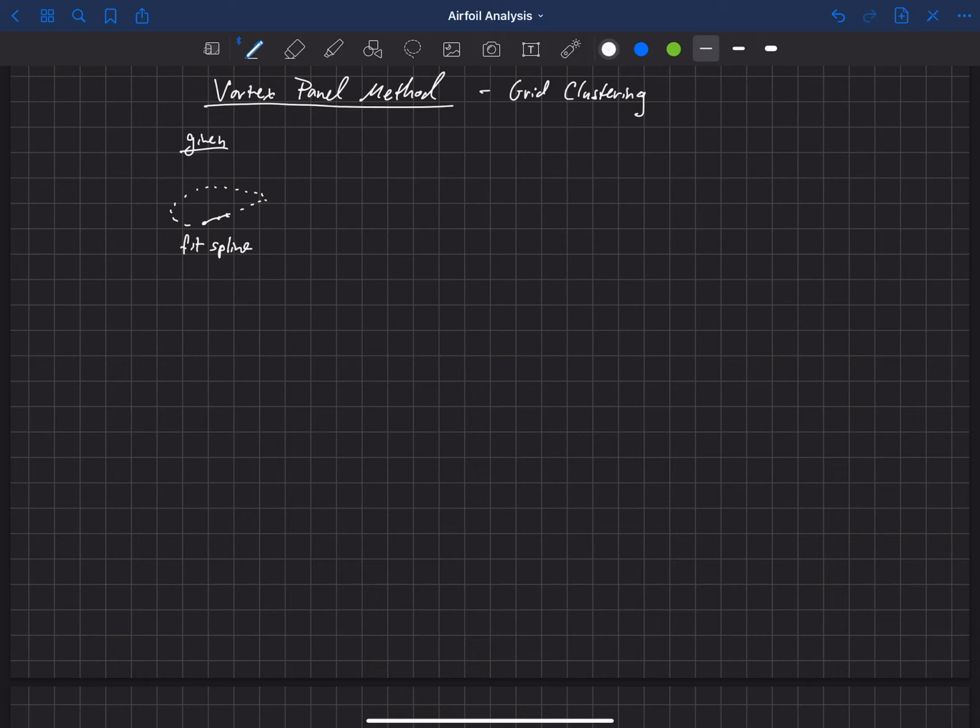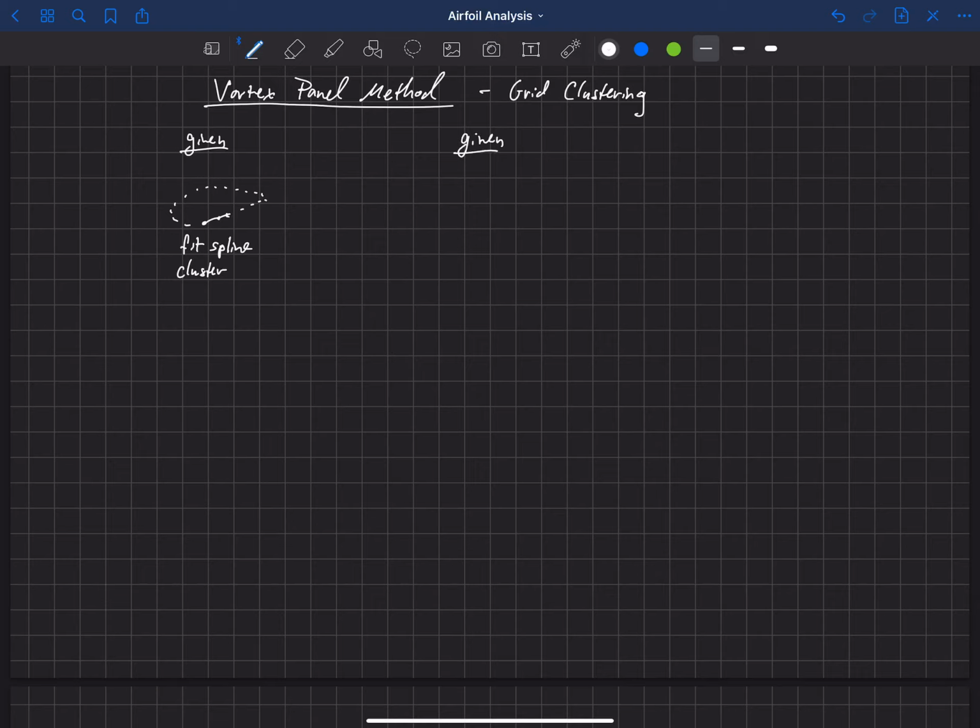and then do some kind of a clustering, like we'll show here in just a minute, where you cluster more nodes at the leading or the trailing edge. That takes a little bit of work, but that can be done. The challenge with this is that you don't know exactly where the leading edge is in general if you just have a set of data points that define this airfoil. So in general, it's easier to control the clustering if you have a definition for the airfoil in terms of an equation.